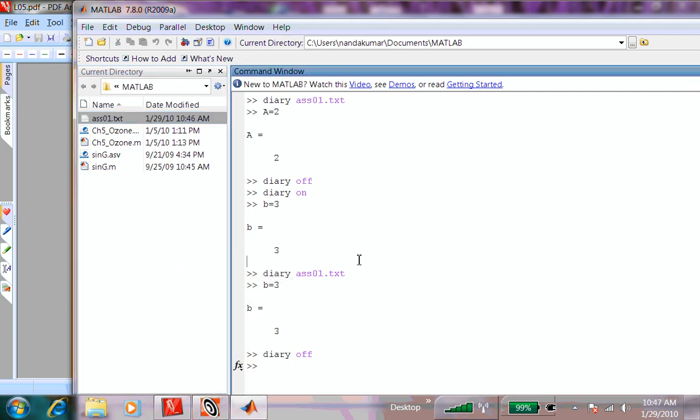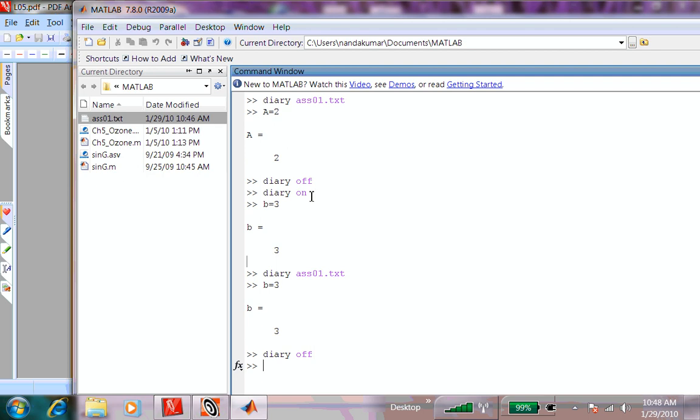Simply because what happened was, when I entered diary on, it did open the file again to be written to. So when I entered b equal to 3, it was going to write to that. But unless I say diary off, it just keeps all the record of the diary in memory. Once I say off, it pushes all of this to the file. That's what is happening.